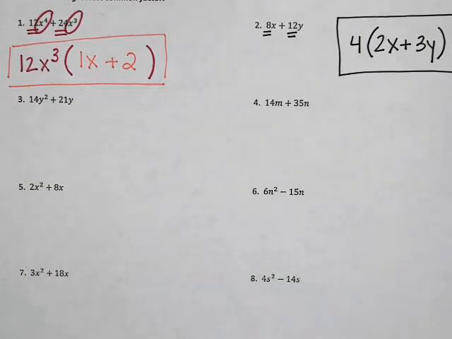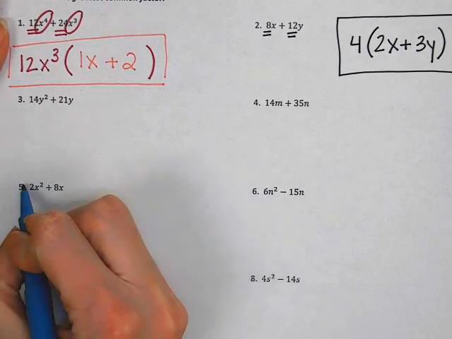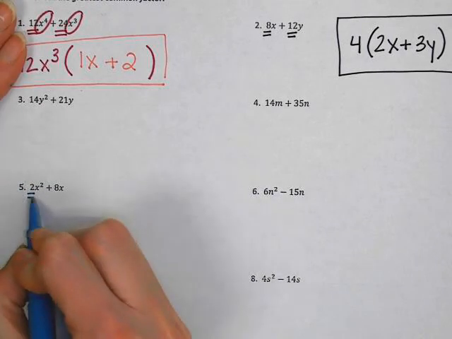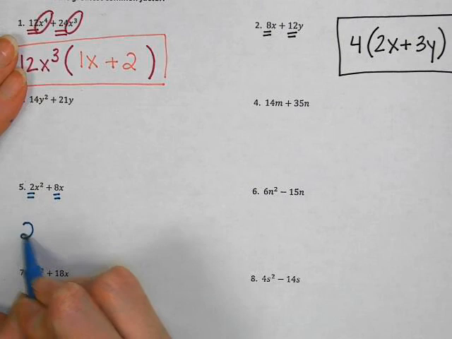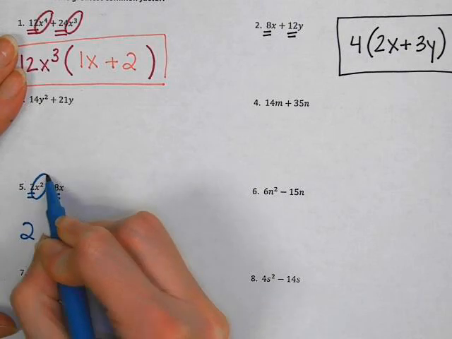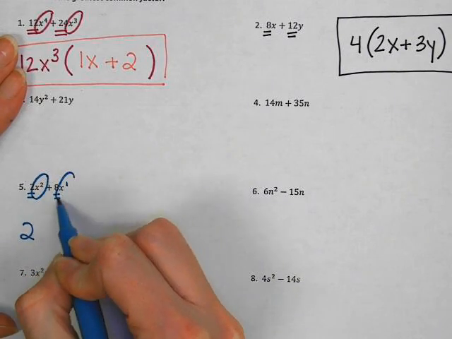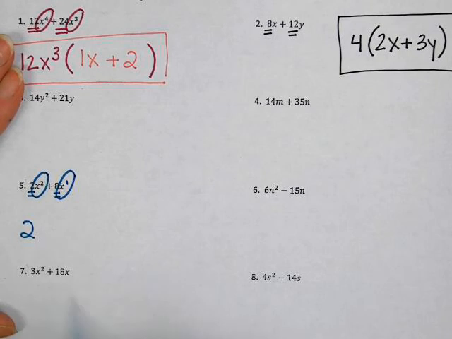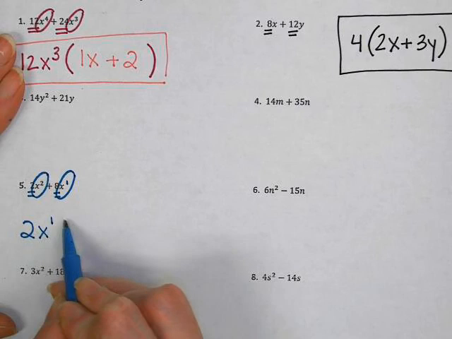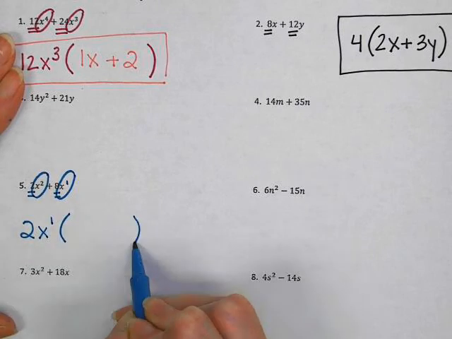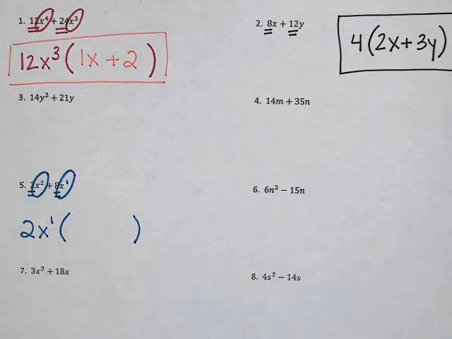Okay, let's go down and do a couple more. How about number 5? Okay, numbers first. 2 and 8. What is the greatest common factor of 2 and 8? And it's 2. And then they both have x's, so you can pull out the smaller amount. So out of 2 and 1, the smaller amount is x to the 1. Okay, so you can pull out a 2x. And now we divide and subtract.